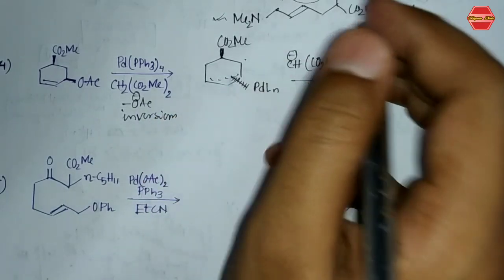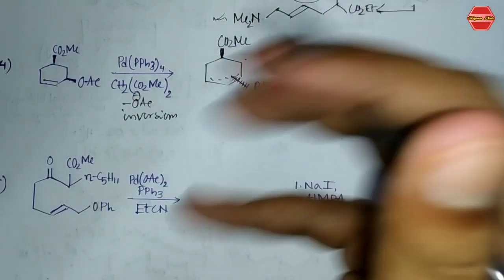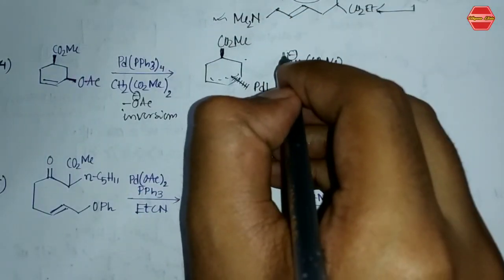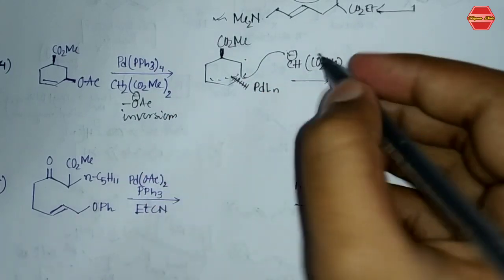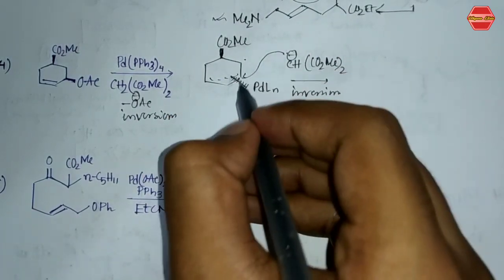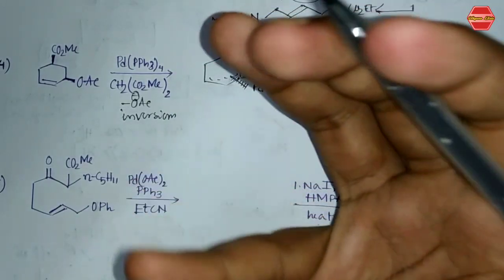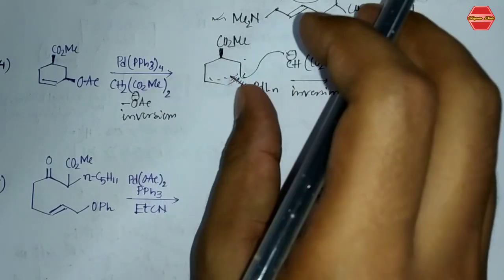So this is not the case of transmetallation. So it will undergo another kind of inversion. So it will attack over here. So this is another inversion step. Now this group is below the plane, so if this group attacks to do this inversion, it has to attack from above the plane.